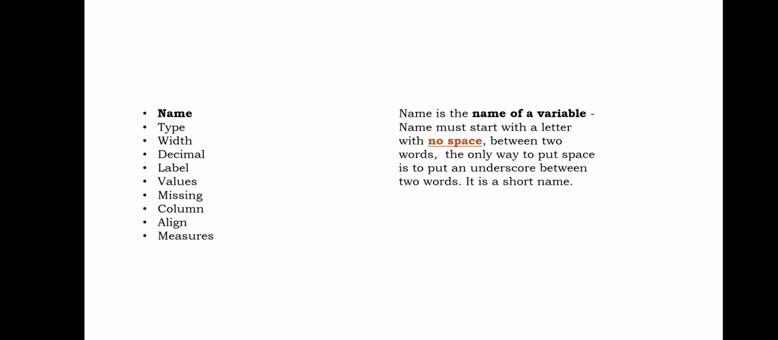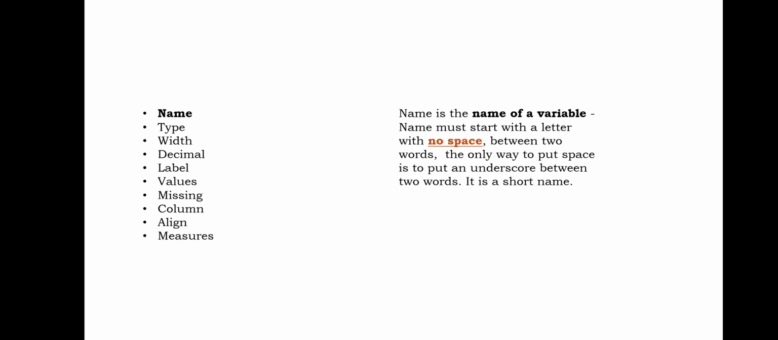Let's know about a name. A name, yes, is the name of a variable. But in SPSS software, before you write a name of a variable, you must keep a few things in mind. You must start a variable with a letter and there will be no space between two words. If you want to put a space, the only way is to put an underscore between two words. The name is only used for writing a short name for the variable.